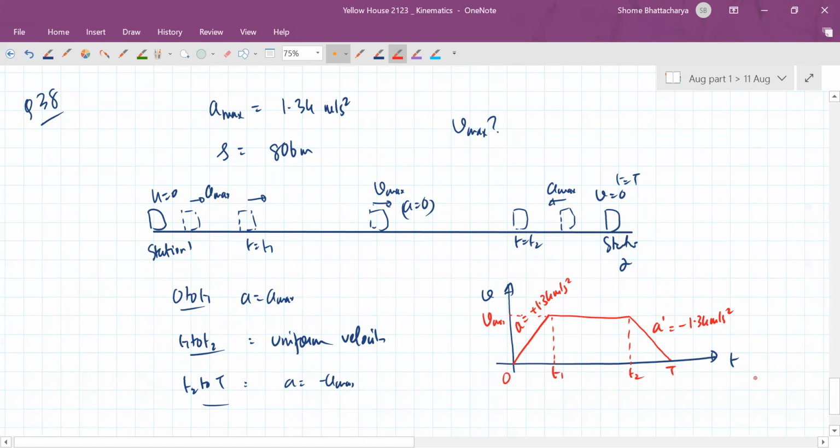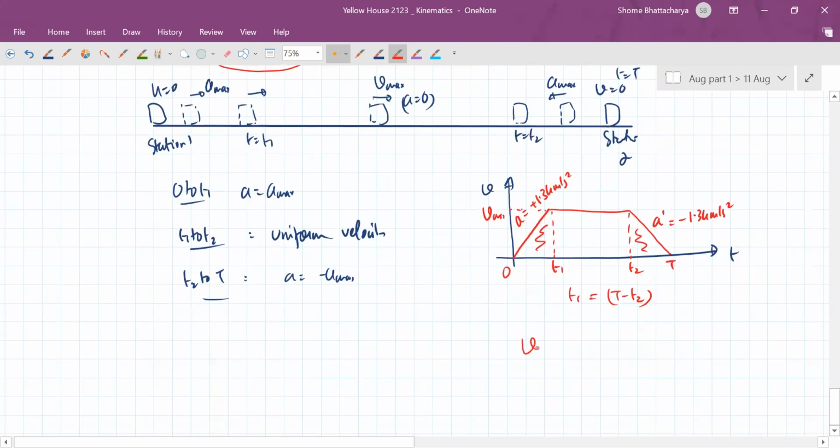So now do you see some symmetry in this graph? Yes. This triangle and this triangle will be congruent, right? So T1 is basically equal to capital T minus T2. Okay. And the total displacement is 806. So first of all, you can see that Vmax is equal to 1.34 into whatever this time T1 is. Okay. And the total displacement is the area of this triangle. So that is half into T1 into Vmax.